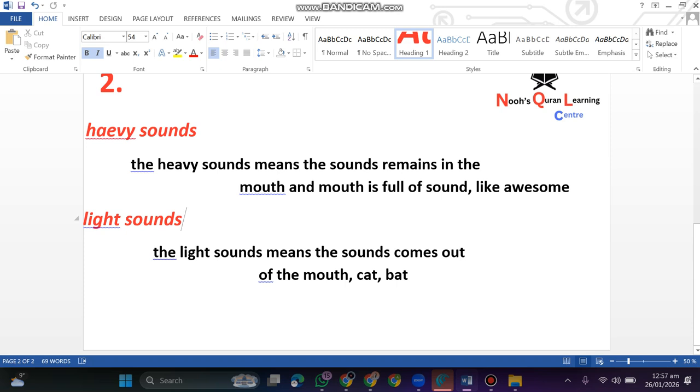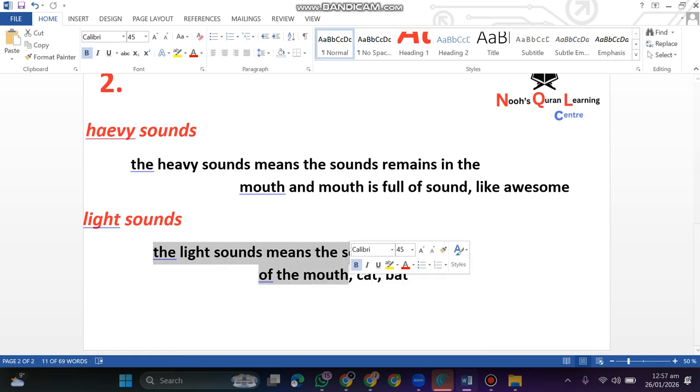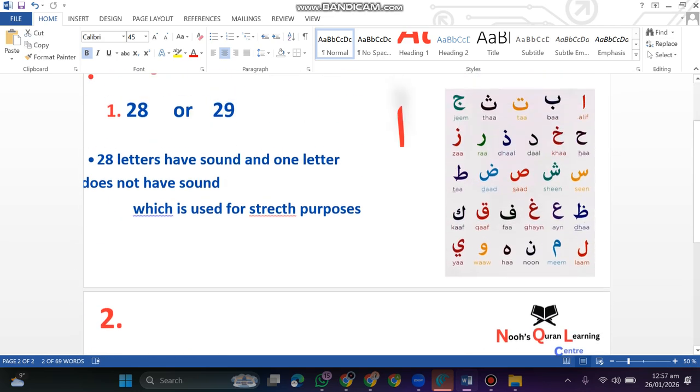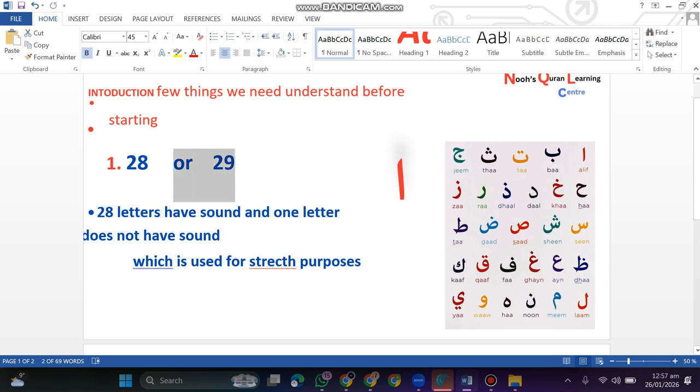The second thing we need to understand is light sounds. What are light sounds? Light sounds mean the sound comes out of the mouth, like "cat." It's not a heavy letter, it's a light letter. "Bat," a light letter.